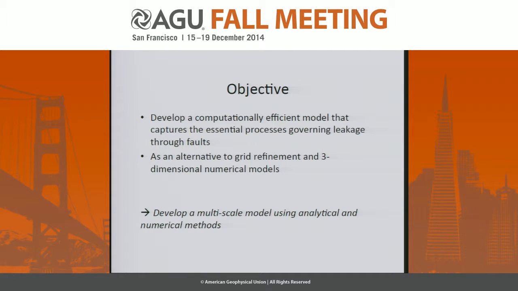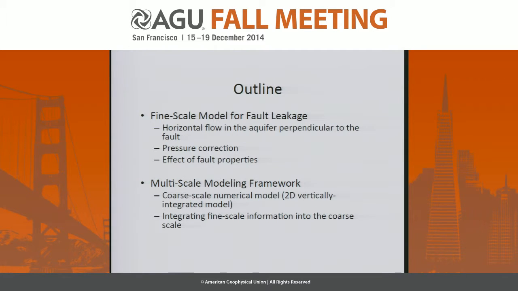In general, the objective is to develop a computationally efficient model that captures the essential processes governing leakage through faults as an alternative to grid refinement and three-dimensional numerical models. So basically, I've developed a multi-scale model using analytical and numerical methods.